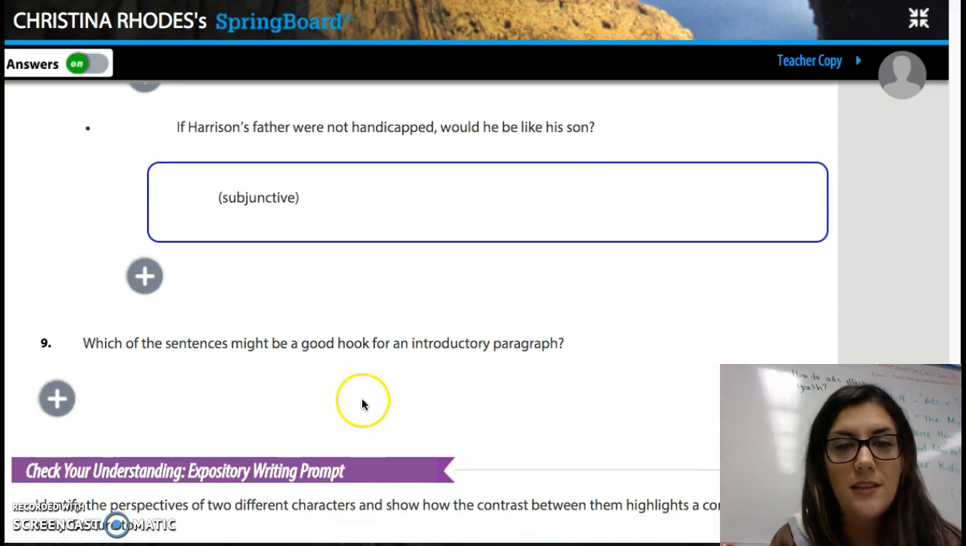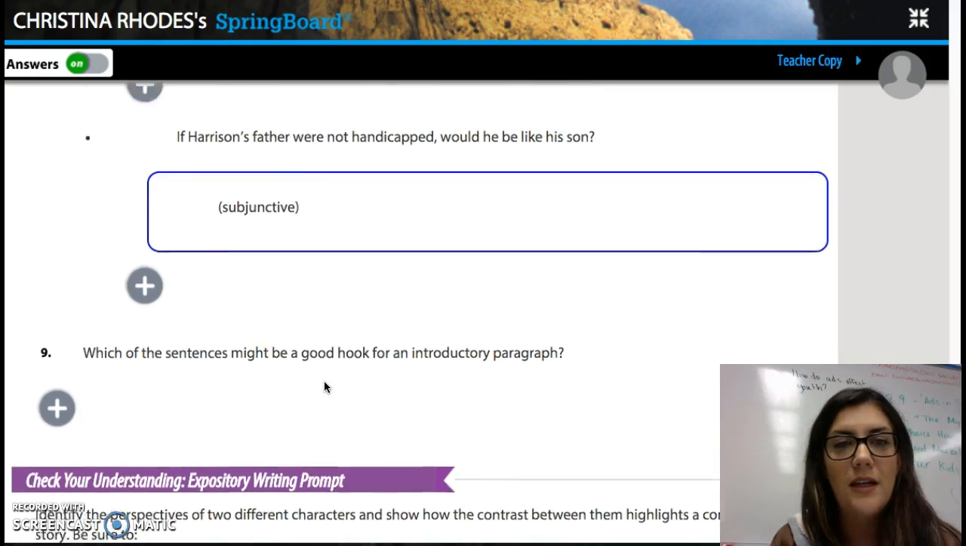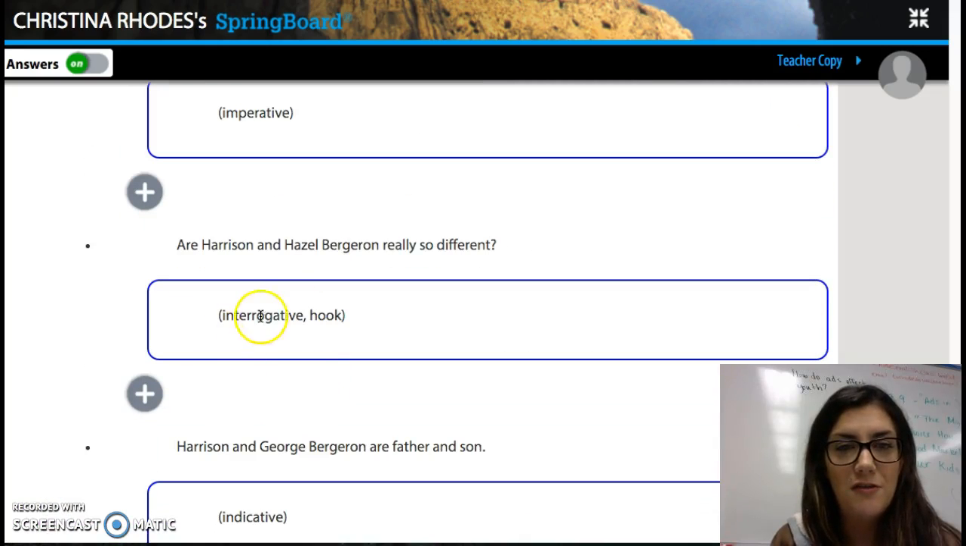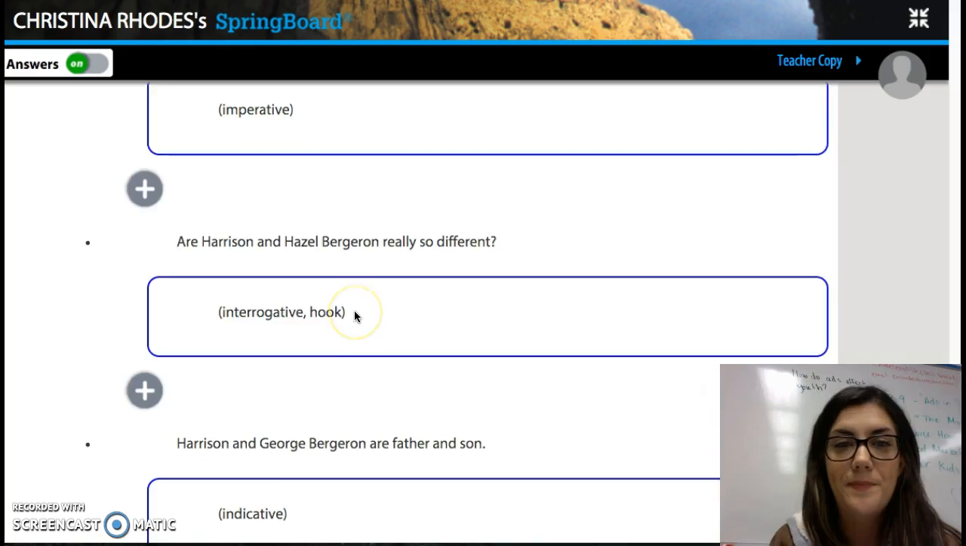Alright, then which of these sentences might be a good hook for an introductory paragraph? So we just talked about that up with the answers. So please discuss which one should be an effective hook. Okay, the effective hook should have been this one. Are Harrison and Hazel Bergen really so different? It pulls the reader in. So sometimes we start with a question, sometimes we start with a statement, sometimes we start with an intriguing fact. That is up to you, but out of all of these sentences, this is the best one, the best hook.